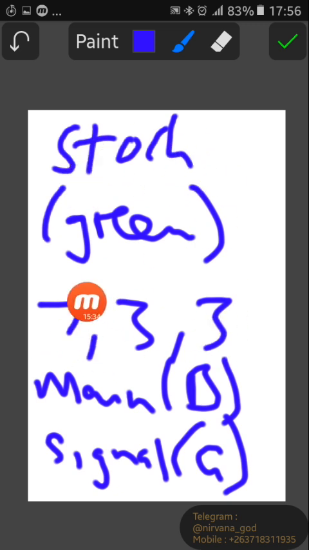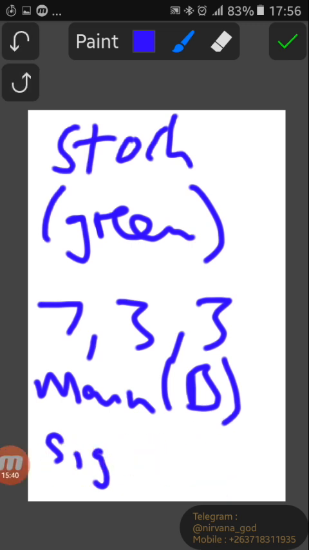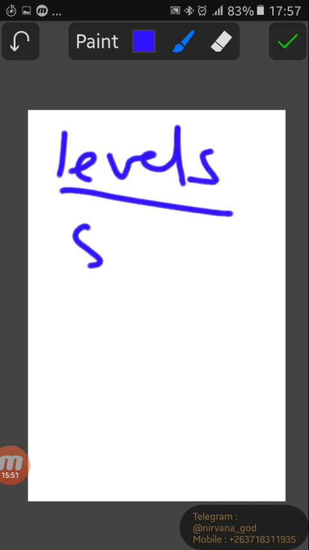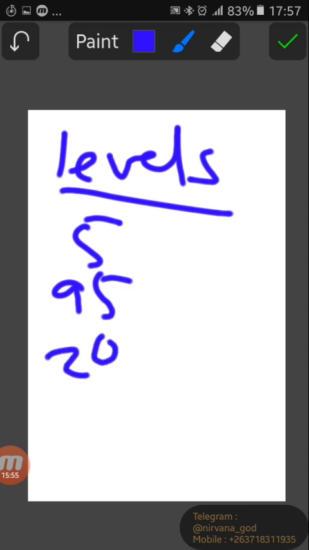This is the period 733. The main line is the same as background. The signal line is green. Right. In terms of the levels of the stochastics, you can choose one without levels and choose the other with levels. But the levels are level 5, level 95, level 20, and level 80. You can label them as you like.